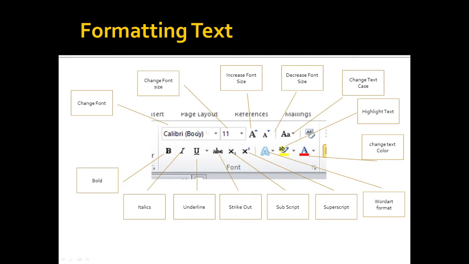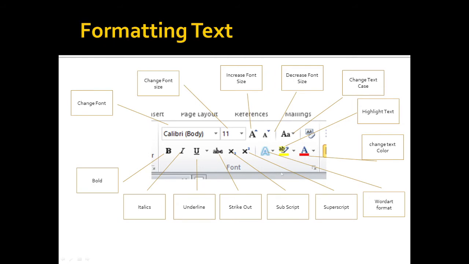This part is used to change the font, while this one is used to change the font size. These are also used to change font size. So this will increase your font size and this will decrease your font size. This one is used to change text case, maybe uppercase, lowercase, or sentence case. We also have highlight text. So this is to highlight text. To change the text color, we can use this button.